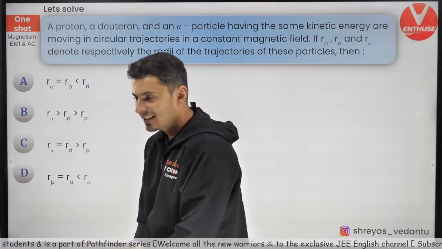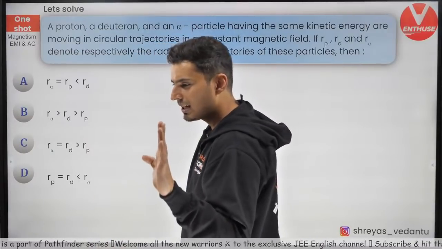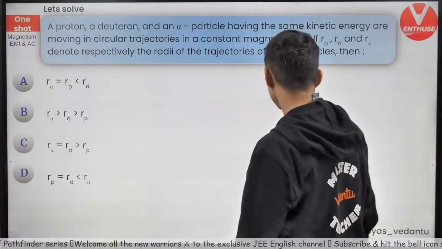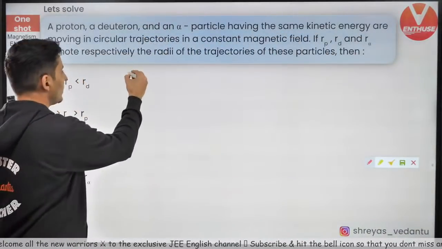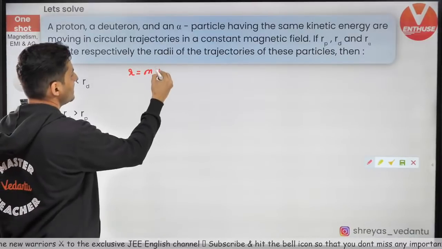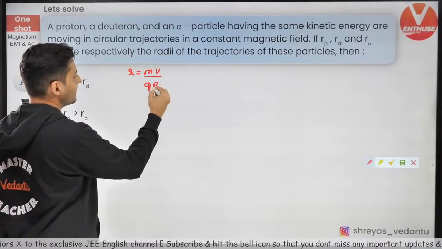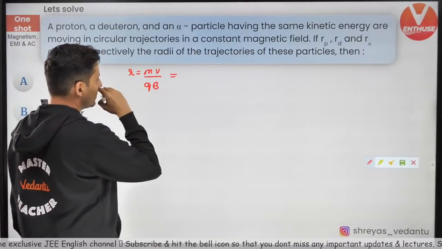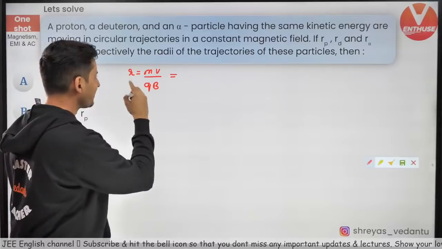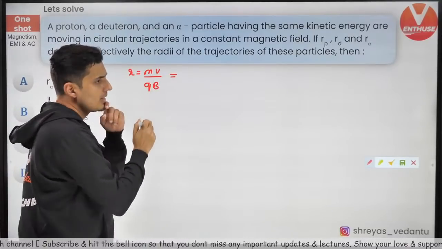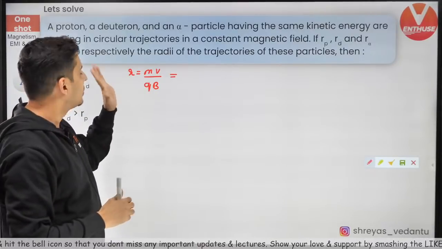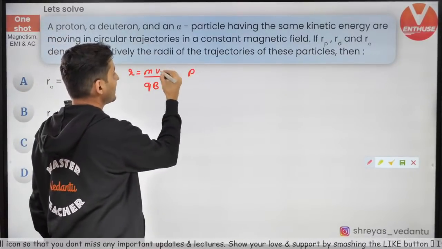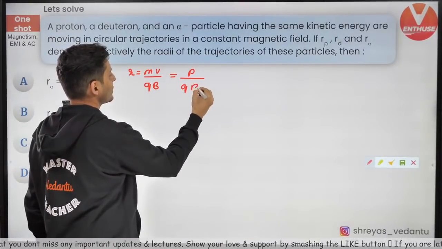Okay, great. People are confused between A, C. One of you also said D. Okay, energy is same. What is the radius? Radius is mass into velocity by QB. Mass into velocity, well, what can I do? I'll multiply by V. Oh no, I will not do that. I'll just do this. Mass into velocity is momentum, and this is QB.